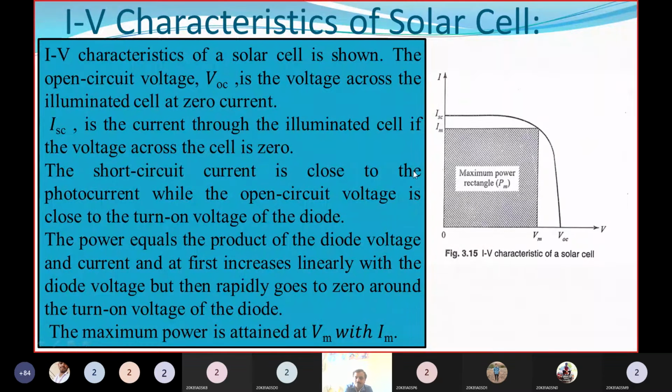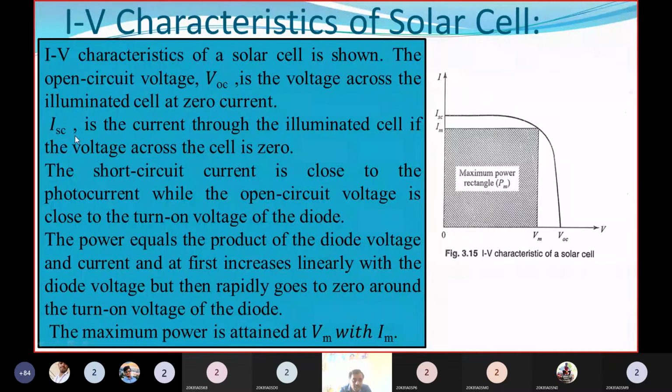So what is VOC? First of all you have to know that it is the open circuit voltage. VOC is the voltage across the illuminated cell at zero current. Okay, this is about VOC.